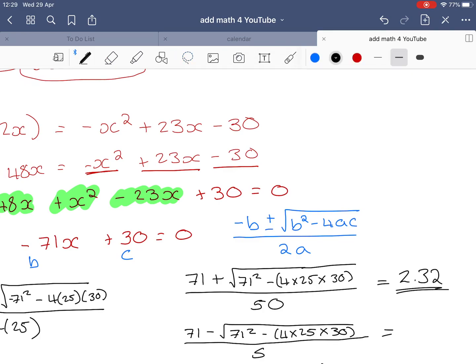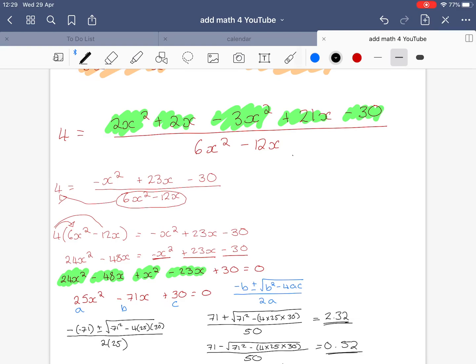So now we're going to do our subtracting one. And 71 take away the square root of 71 squared, and I think I get 0.52 rounded.